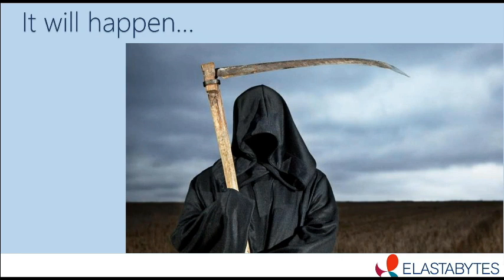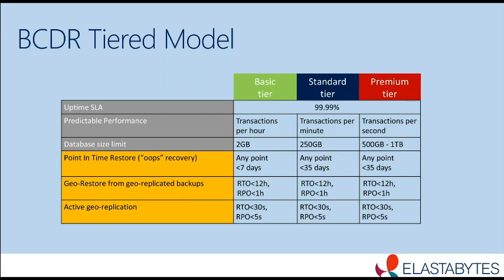So, business continuity and disaster recovery tier model. As you can see from the different tiers, it has exactly the same features, just slightly different server-based parameters, which I have mentioned in the very beginning. For example, the basic tier has point-in-time restore of 7 days, and standard and premium tiers have 35 days. This is the list of ways you can protect your Azure SQL database instance against going down and staying down.